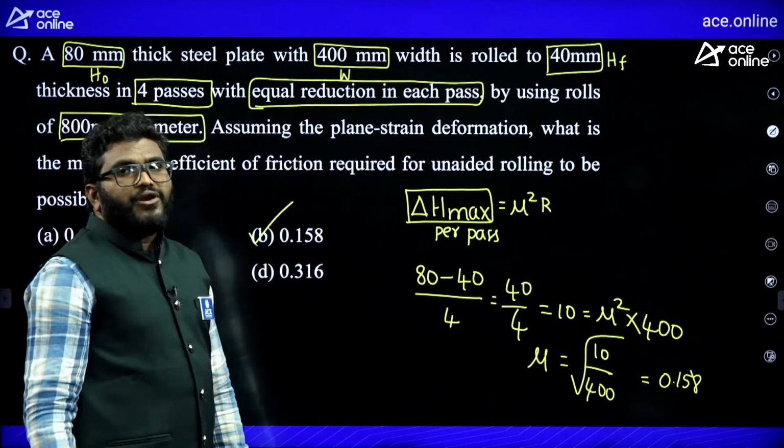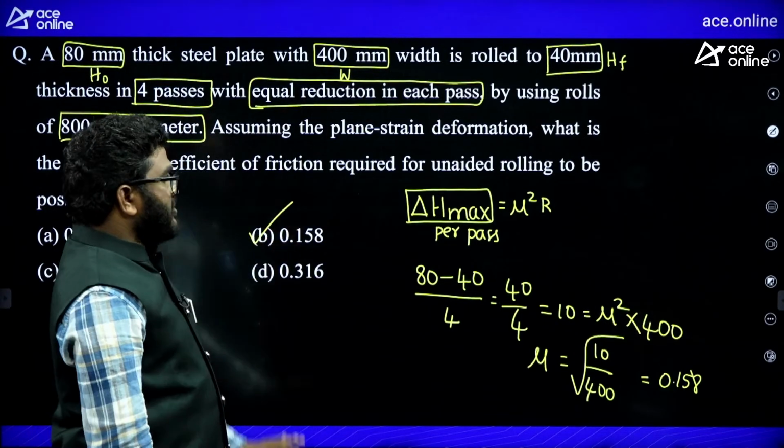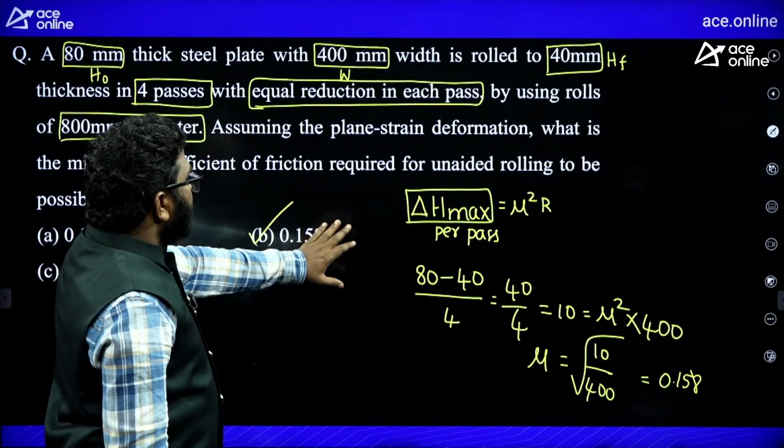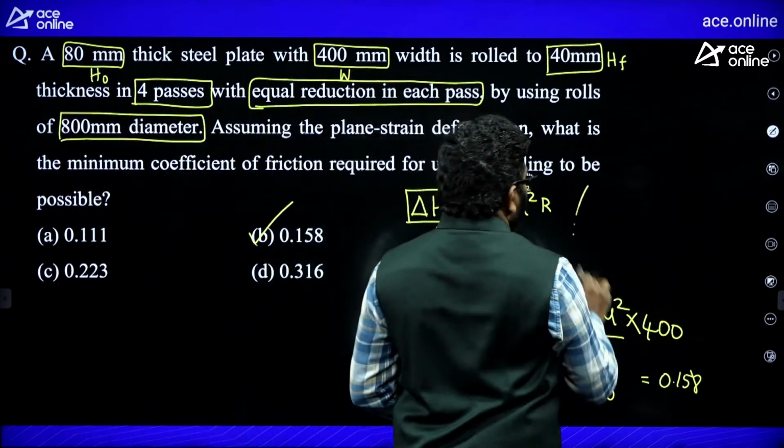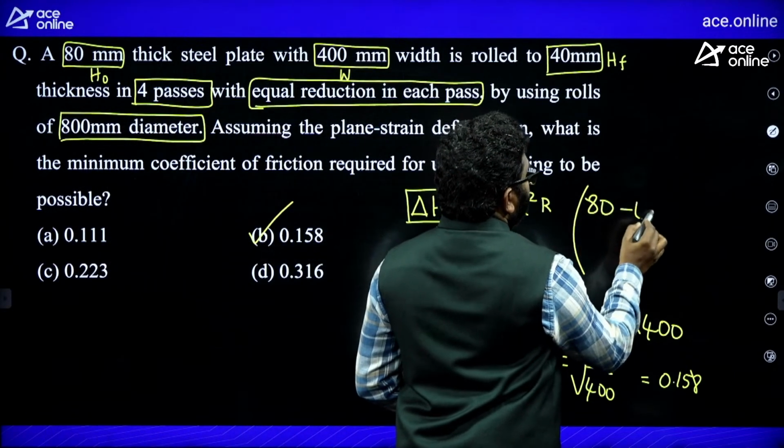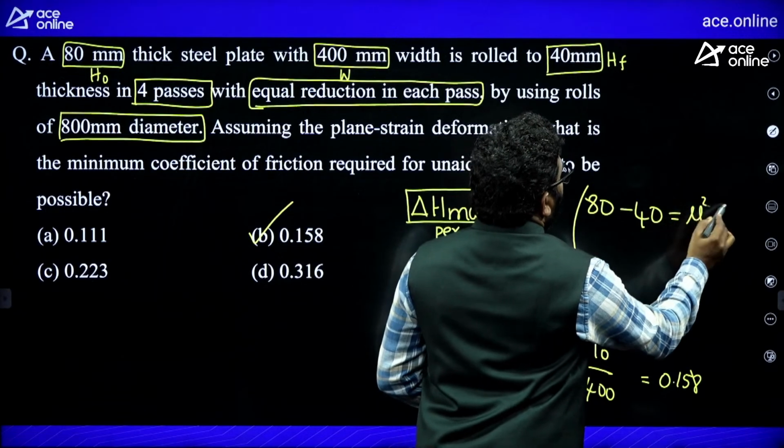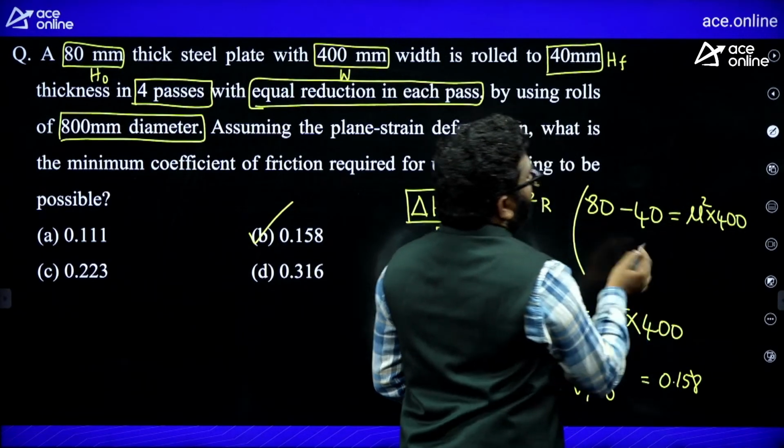This is a simple question. This type of question they will ask you. See, some of you will do it directly. That's why I intentionally gave 80 minus 40 is equal to mu square into 400. If you don't know, you will not get it.